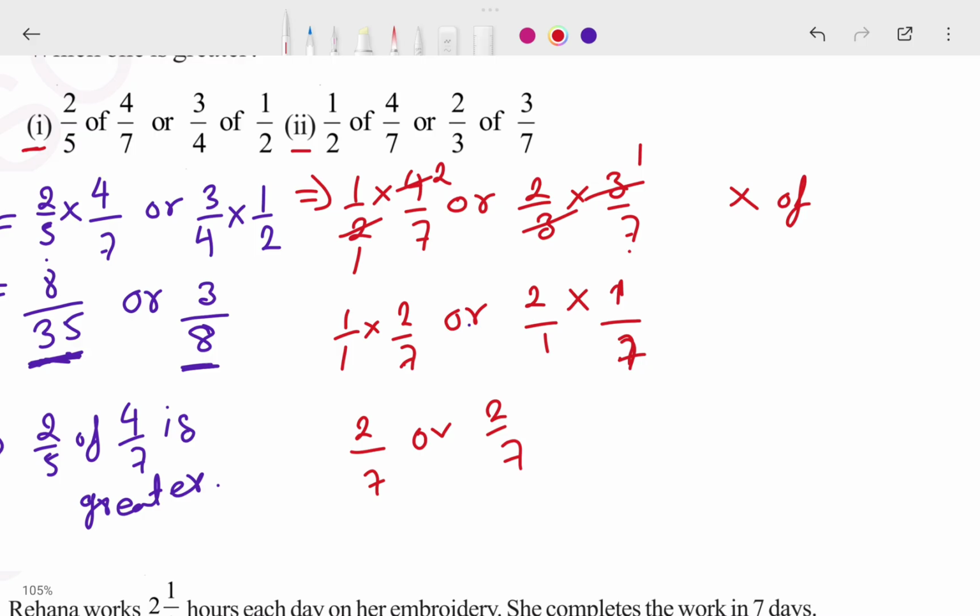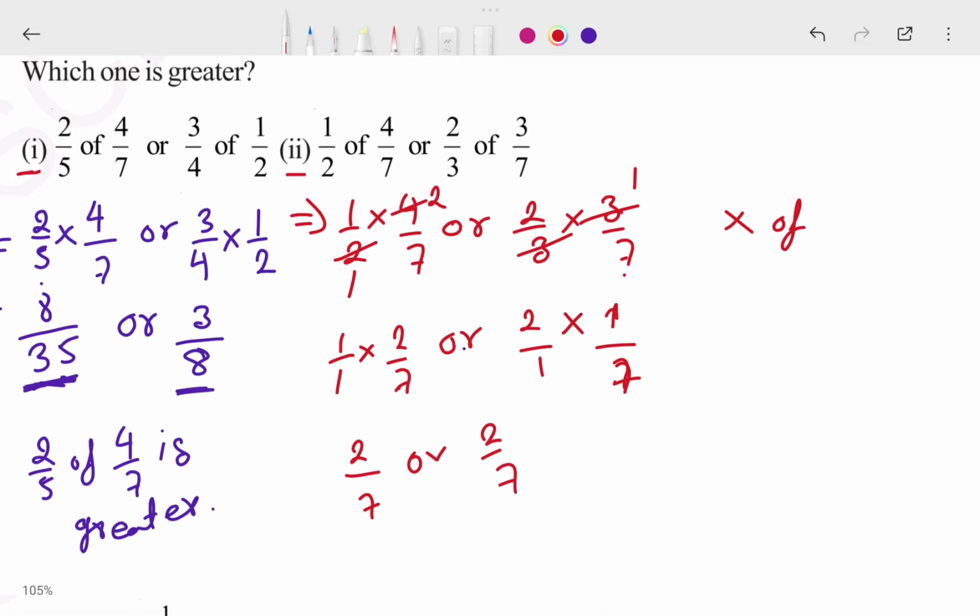Okay, now I think I made a mistake somewhere, let me check. This is 1 by 2, 4 by 7, it is cross 2, then 2 into 7, that's the answer. Here 3 and 3 cross cancel, 2 by 7. So in this one both are 2 by 7 and 2 by 7, the answer is totally the same. So which one is greater in this one? Actually here no one is greater, we can say it is totally the same. The answer is the same, because this is also 2 by 7, this one also 2 by 7, and here also it is 2 by 7.